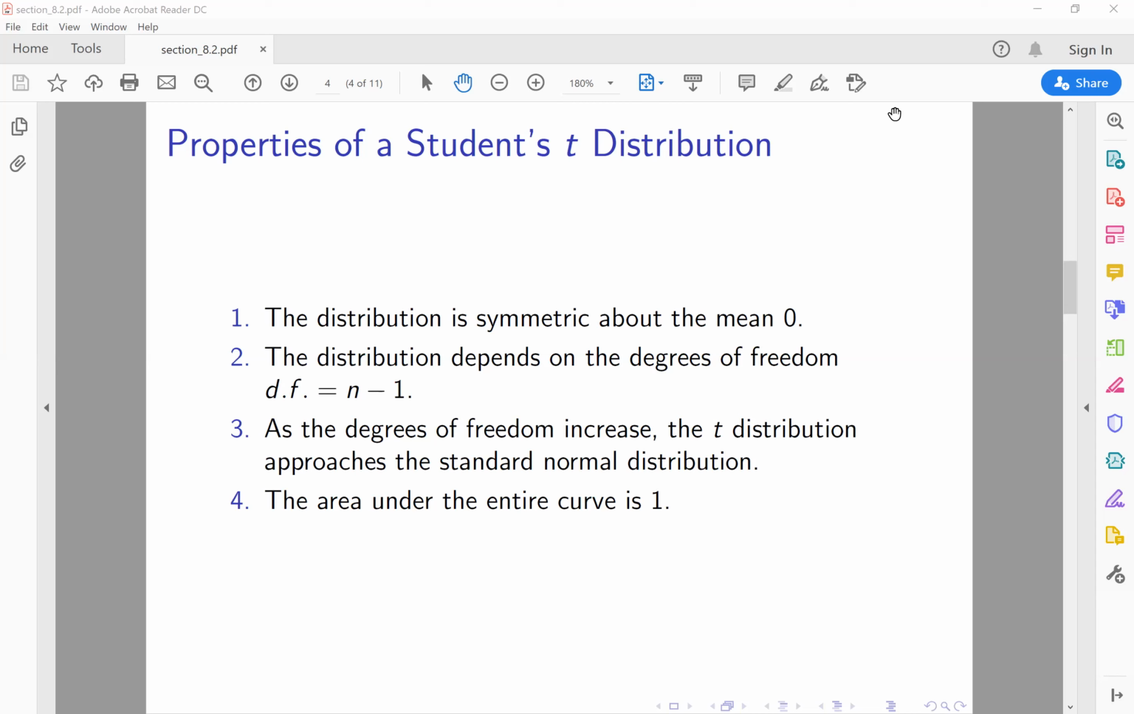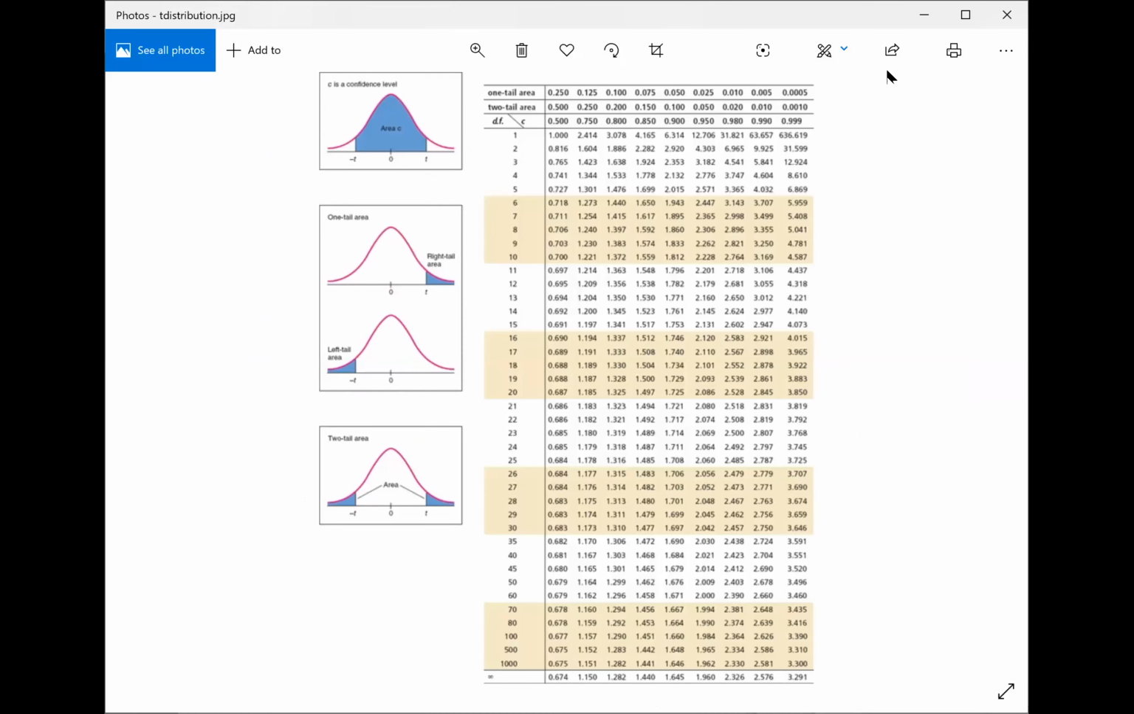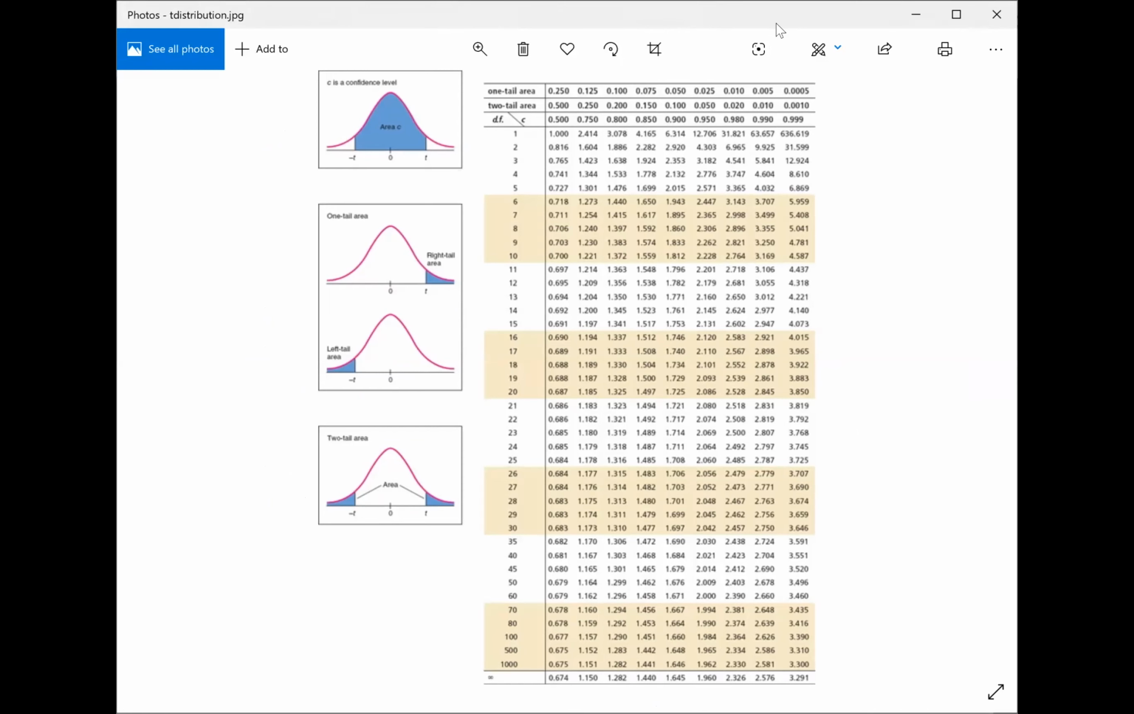So we need to practice looking up some values in the t-distribution table. It's going to look different than the ones we've dealt with so far. This is what the t-distribution table looks like. And you see that it's a little bit different. We'll take a look at it a little bit more in just a little while when we need to look up some critical values. But you can find it in the appendix.